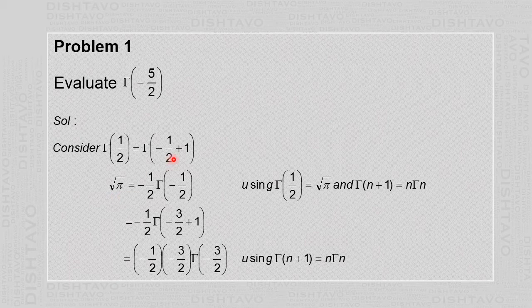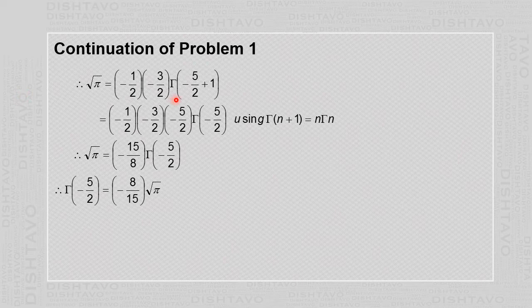Then we make use of the property gamma of n plus 1 equal to n times gamma of n. So here n is minus half. Gamma of minus half plus 1 is nothing but minus half into gamma of minus half. Again we write this minus half as minus 3 by 2 plus 1. Again we use the property that gamma of n plus 1 equal to n into gamma of n. So gamma of minus 3 by 2 plus 1, here n is minus 3 by 2, so it is equal to minus 3 by 2 gamma of minus 3 by 2.